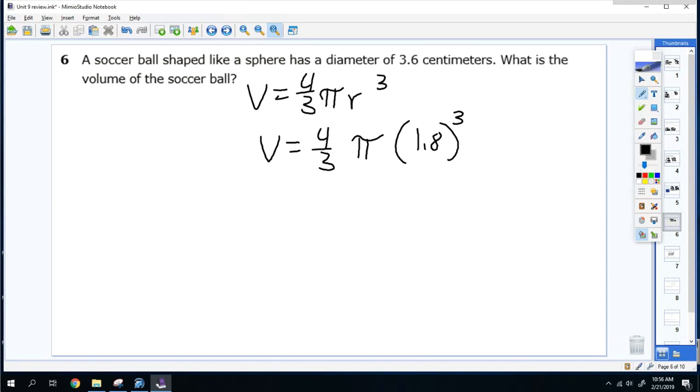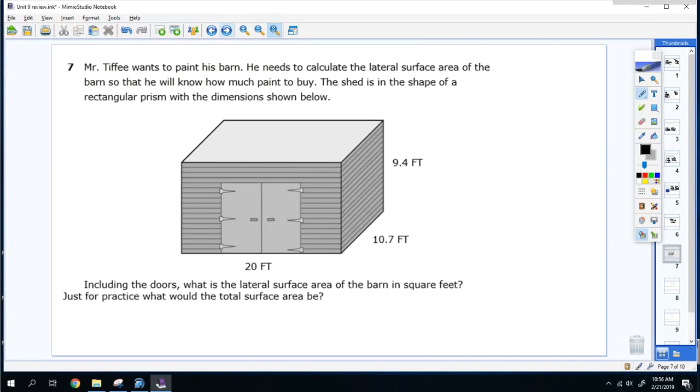So you can do 1.8 cubed times pi, and you just times it by 4/3, and you get 24.43. Number 7, Mr. Tiffy wants to paint his barn.